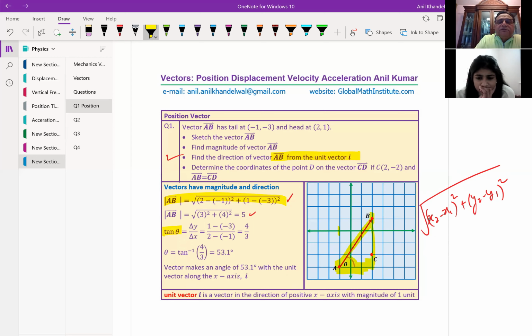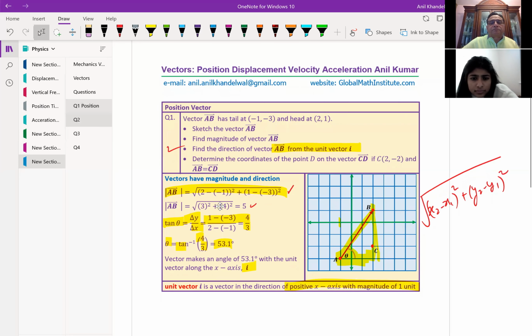We can use the tangent ratio, change in y over change in x, and that gives you 4 over 3, and the angle will be tan inverse of 4 over 3, which is 53.1 in this particular case. So we get our angle theta, and that is with reference to the unit vector i. So this part is done, very clear, no doubt about it. Perfect. The second part of this question is kind of tricky.